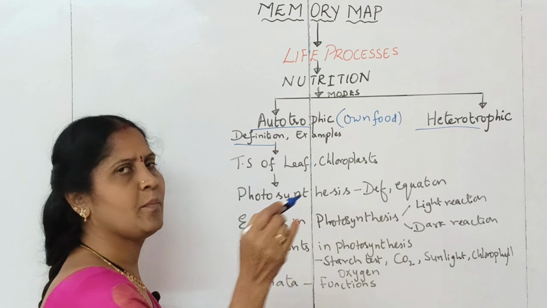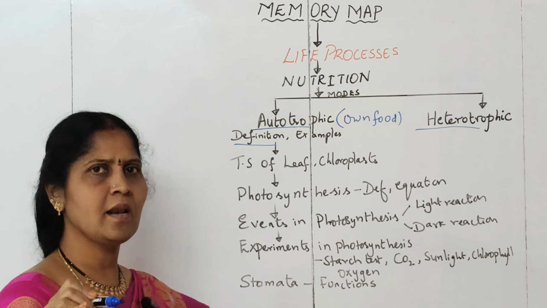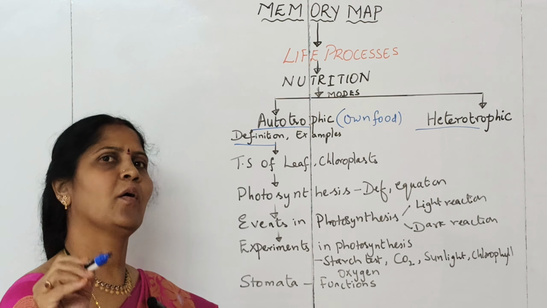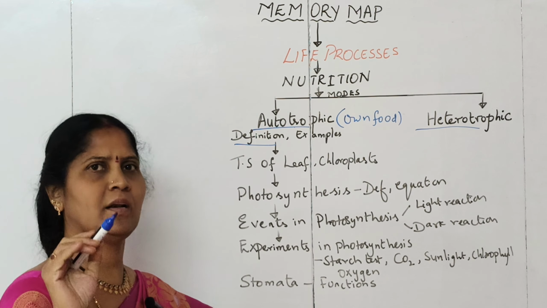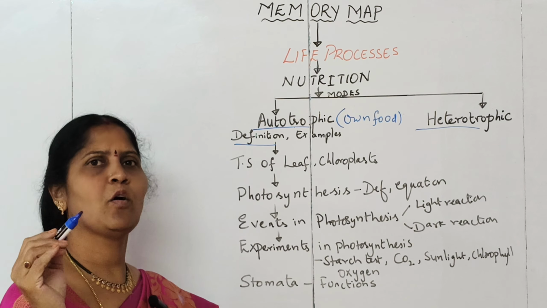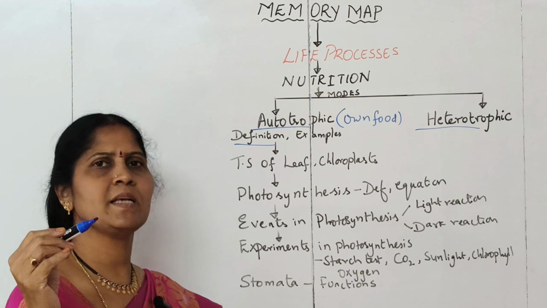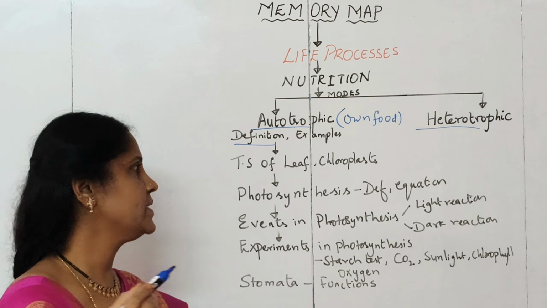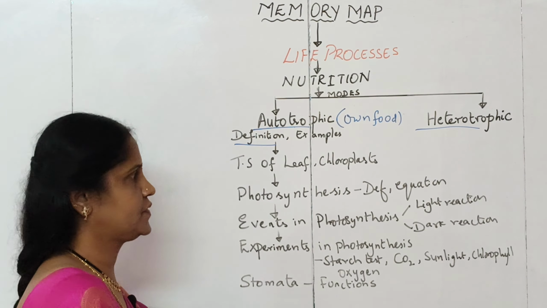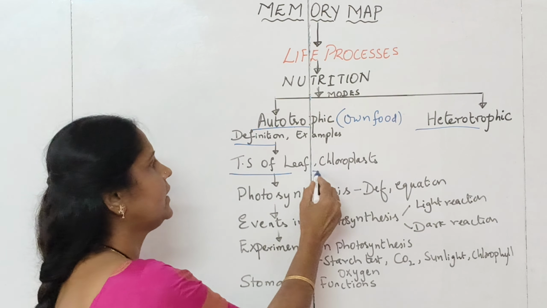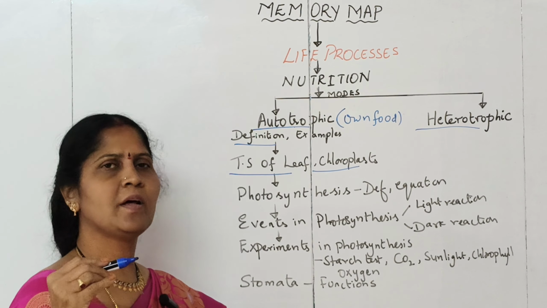We have seen the examples. The principal examples are green plants, algae, and even bacteria. We have seen that blue-green algae is there, and also the purple sulfur and green sulfur bacteria are there as examples for autotrophs. Then we have seen about the TS of the leaf.